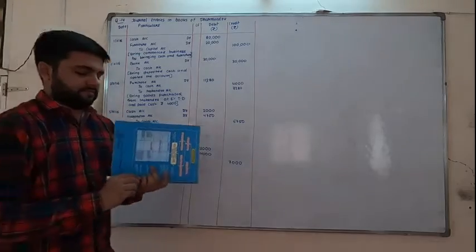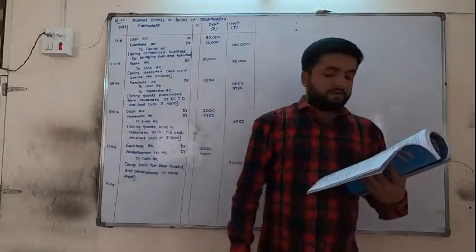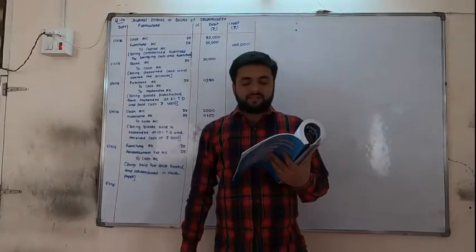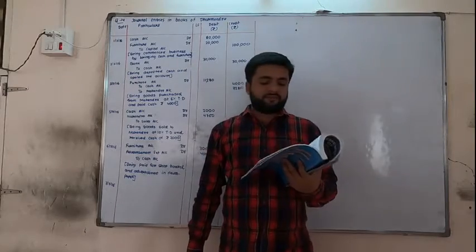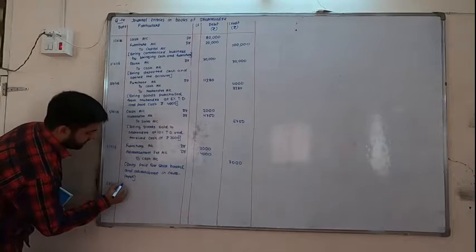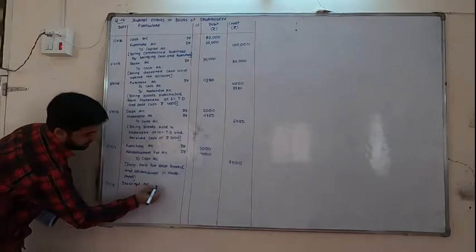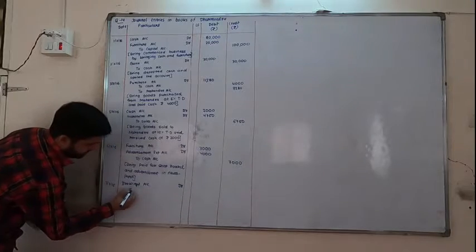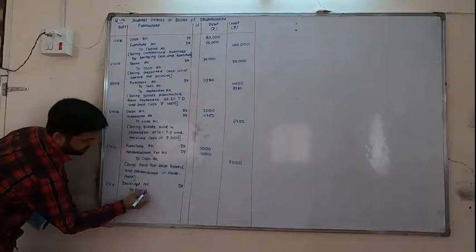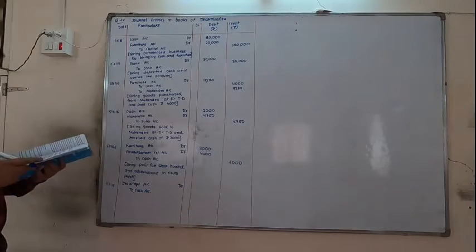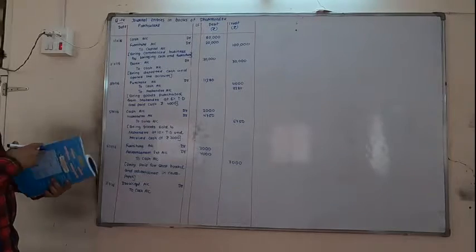7, 7, 16. Paid life insurance premium and son's school fees of 2,200 from the shop. Now see, both are drawings. Drawings account debit to cash account. Life insurance is also personal, son's fee is also personal. Total is 8,200.